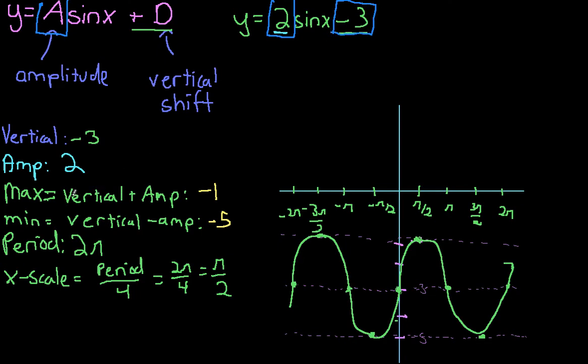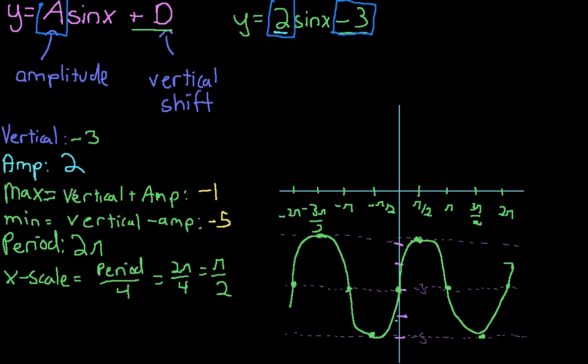My max is equal to my vertical shift plus my amplitude. So in this case, -3 plus 2 gave me -1. My minimum is my vertical shift minus my amplitude. So in this case, it's -3 minus 2, which gives me -5. For now, the period is always 2 pi.